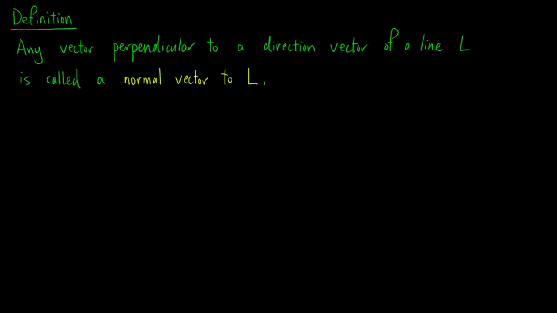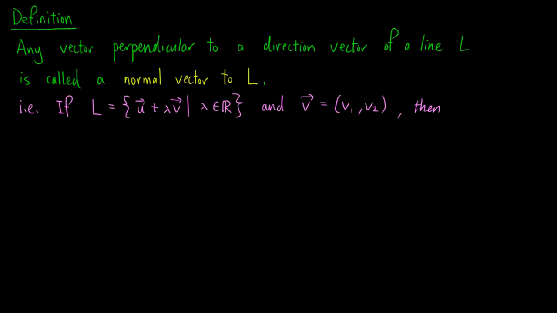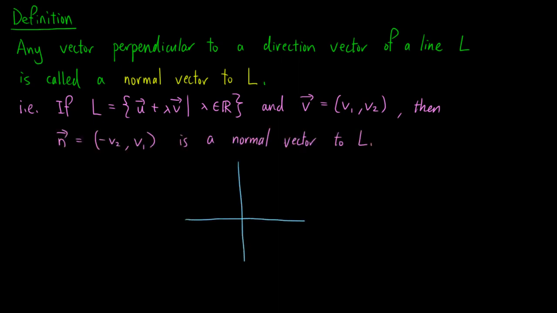Let's end this video with the following definition. If we have a vector which is perpendicular to a direction vector of a line L, then the vector is called a normal vector to the line L. More precisely, if L is the line u plus lambda v, where lambda is a real number, and v is v1, v2, then the vector defined by n equals negative v2, v1 is a normal vector to L.